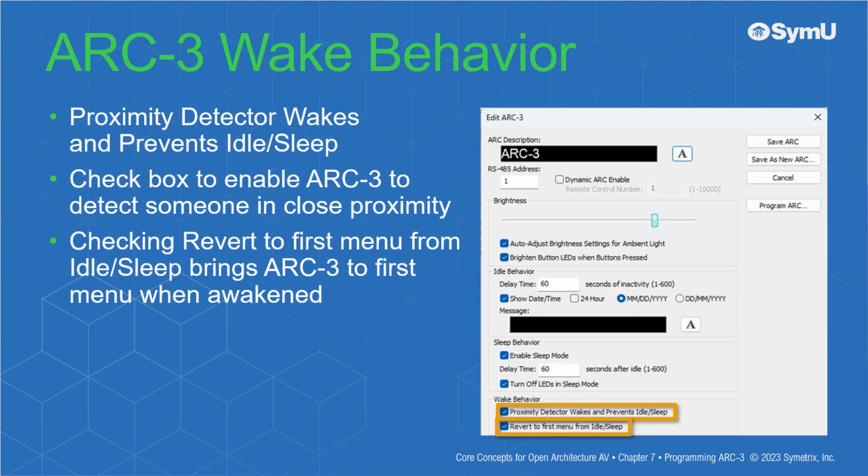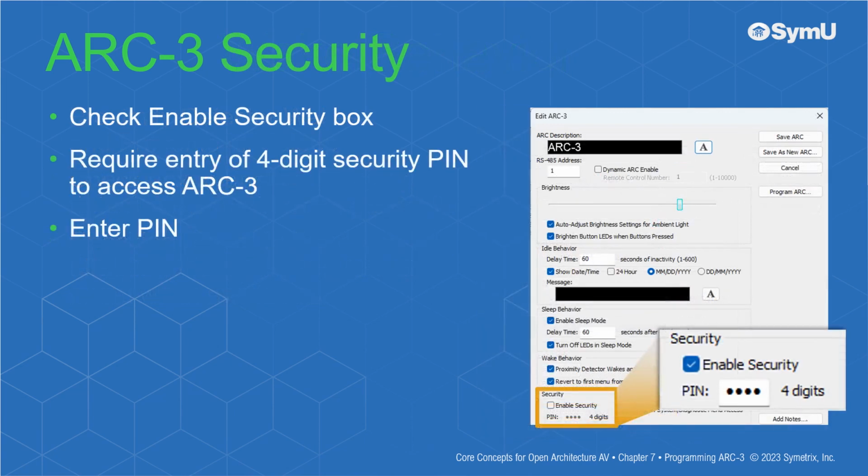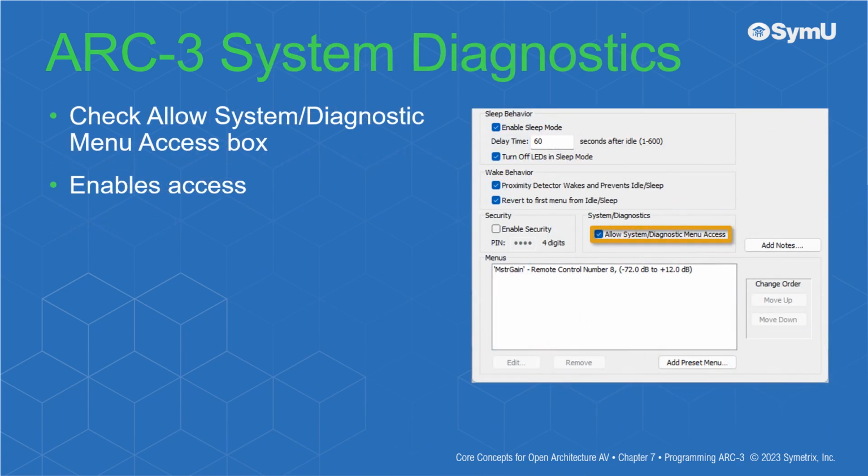The proximity detector wakes and prevents idle and sleep. Check this box to enable the ARC-3 to detect when someone is within close proximity. Check the Revert to First menu from Idle Sleep box to bring the ARC-3 back to the first menu when it awakens. Check the Enable Security box to require the entry of a 4-digit security PIN when accessing the ARC-3, then enter the PIN. Check the Allow System/Diagnostic menu access box to enable access.